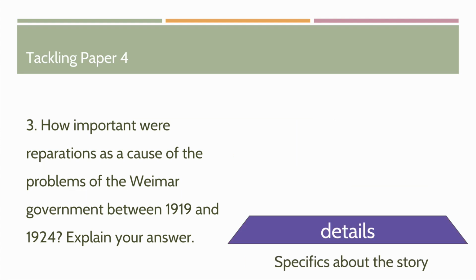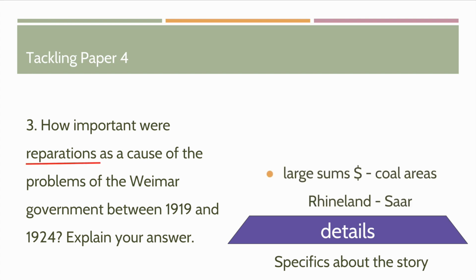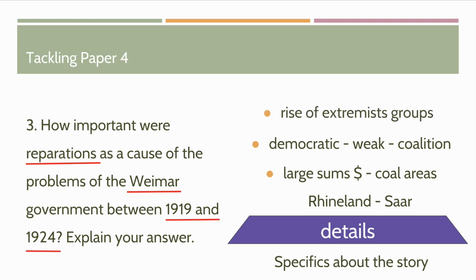What are some details? Once again, let's take a look at reparations. The reparations for Germany were large sums of money, the surrendering of coal areas, the Rhineland and the Saar are an example. What is it that we need to know about the details of the Weimar government? It was democratic, it was weak, and it was a coalition government. And once again, 1919 to 1924, what's happening? This is the rise of extremist groups in Germany.